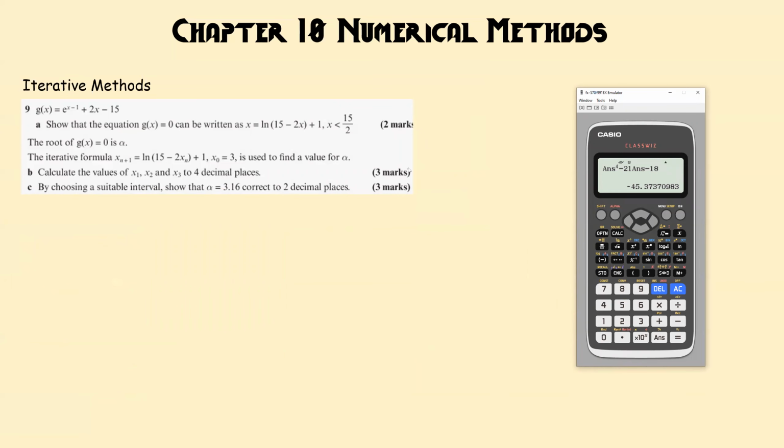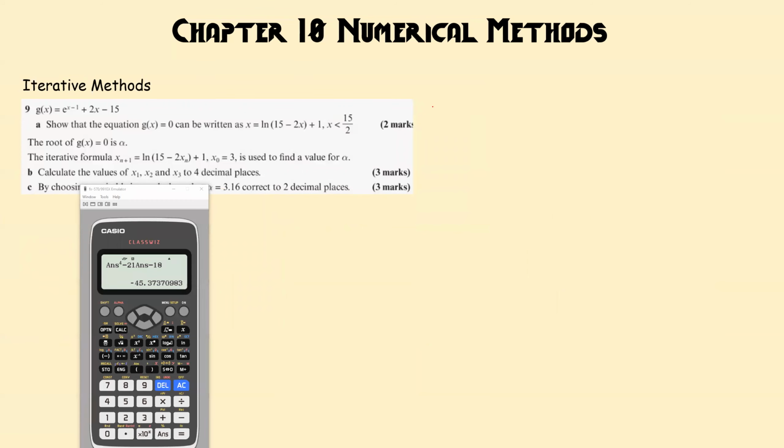You can see this is question 9 again from the book. Show that the equation g of x equals 0 can be written as x equals ln of something. So that's basically saying set this equal to 0. So that's part A. I'm going to do that over the left-hand side. So part A, e to the x minus 1 plus 2x minus 15, where does that equal 0? So I'm going to shift everything over to the right-hand side apart from the e.